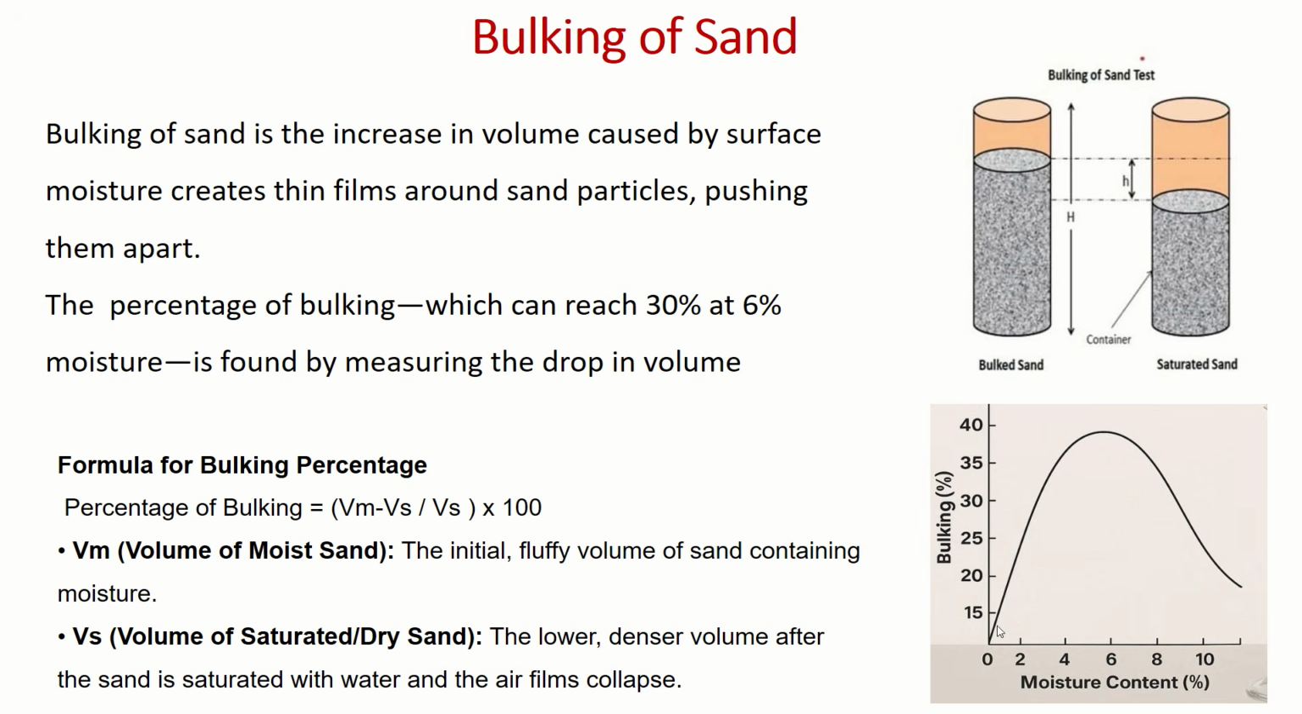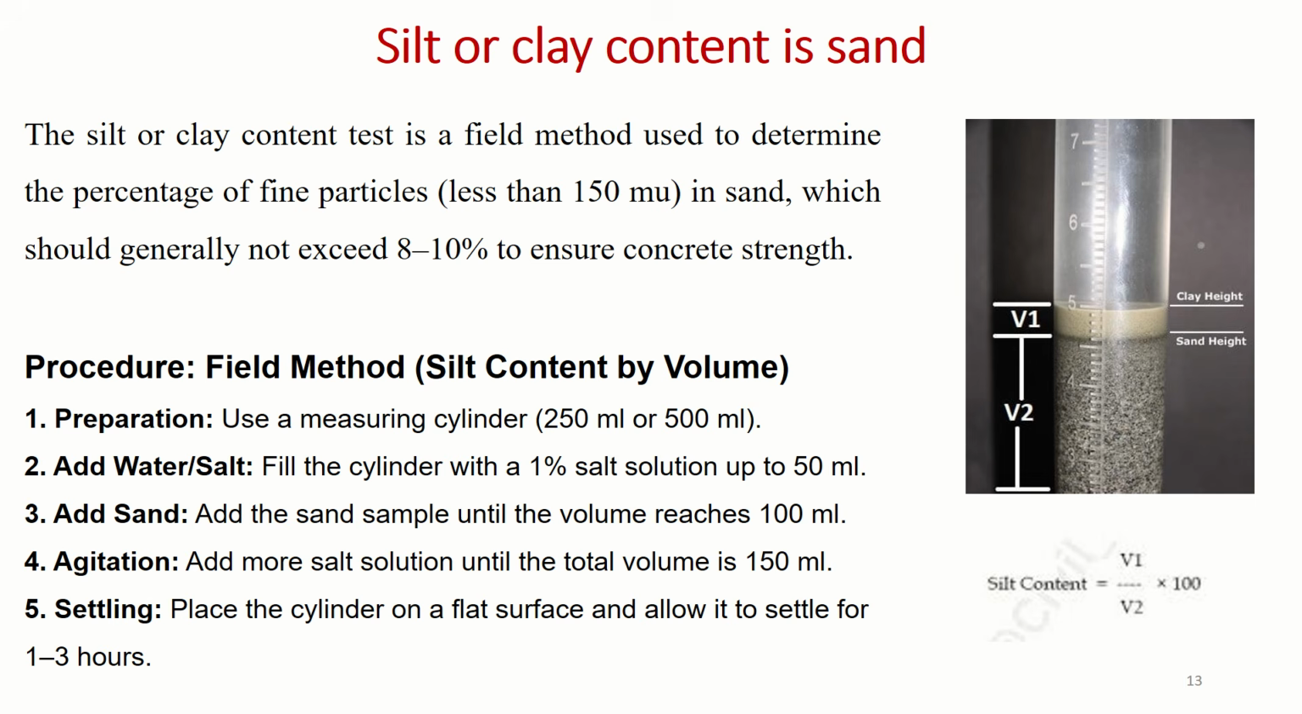So in the graph we can see initially at the less percentages, when 0 to 4 is added moisture, then we got somewhat less bulking, but when 5 to 6% water is added, we are getting the maximum bulking of sand. So that's why bulking effect should be known, so that we can apply the correction in the material proportioning.